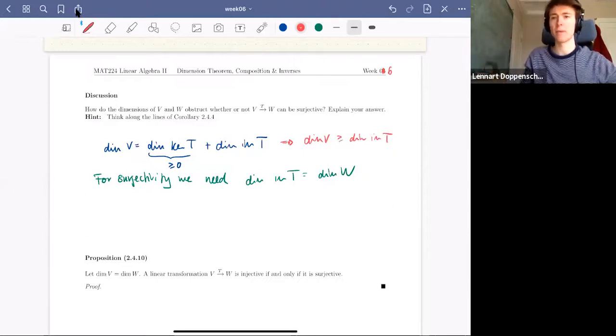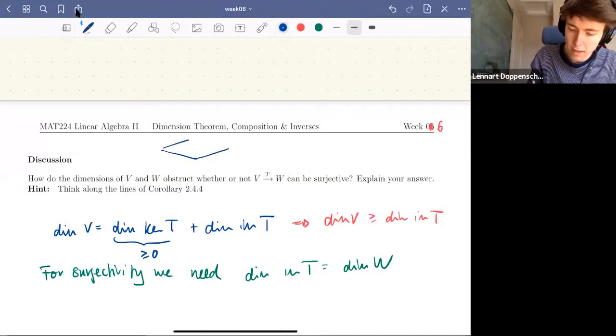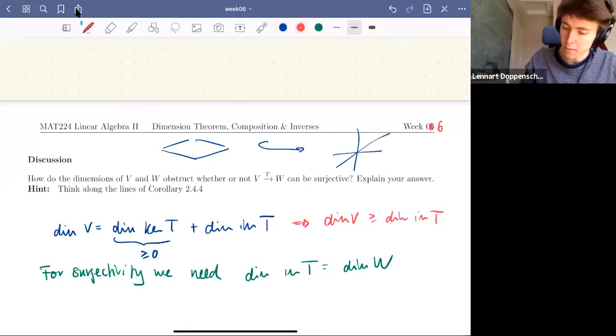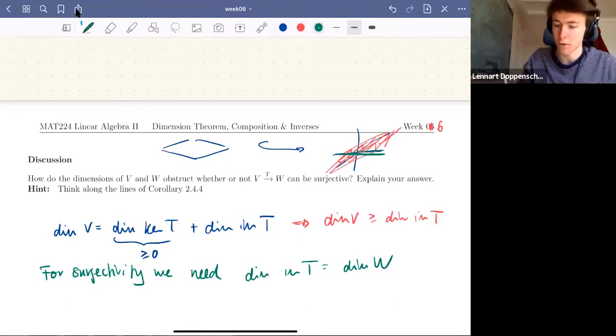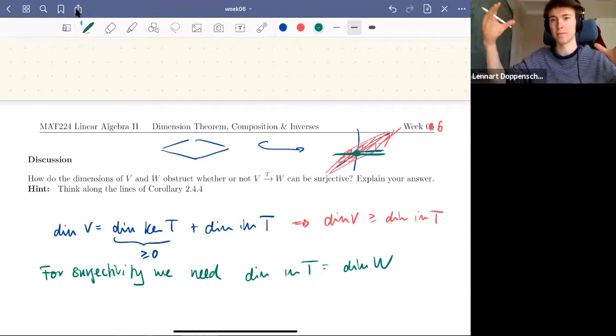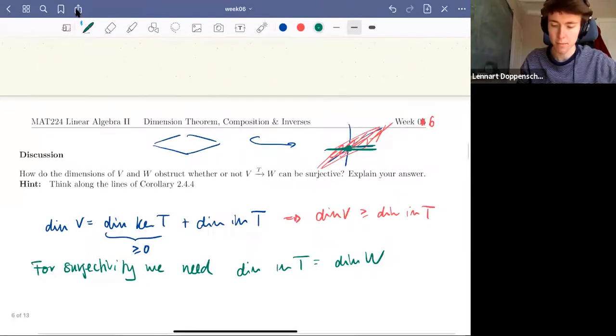For example, if you map the plane into R3, then you could lay this out as a plane like this. You can also map this just onto a line. You can compress everything just to the single origin point if you want. But you can never blow this up to 3D. So you can never make something 2D map onto something 3D that's surjective. And that's the idea behind this proof. So this proof is just making rigorous what I just said.